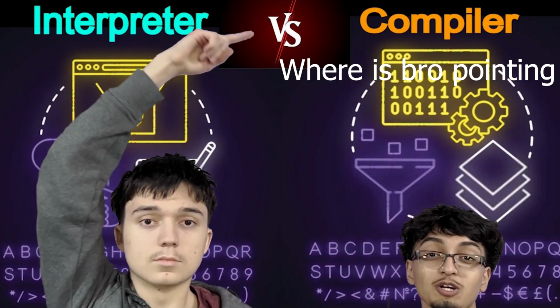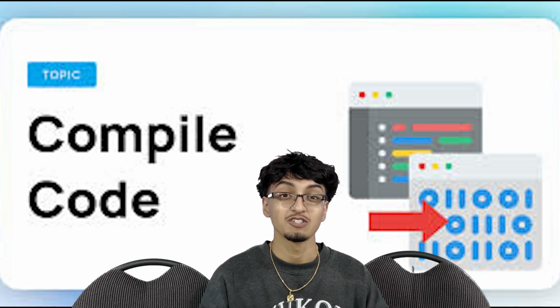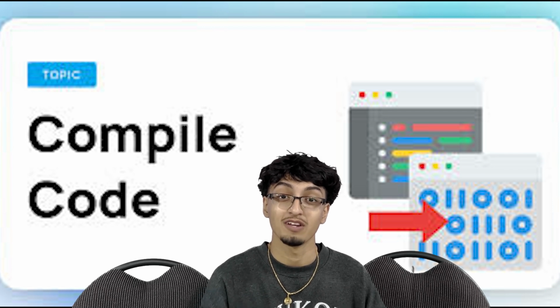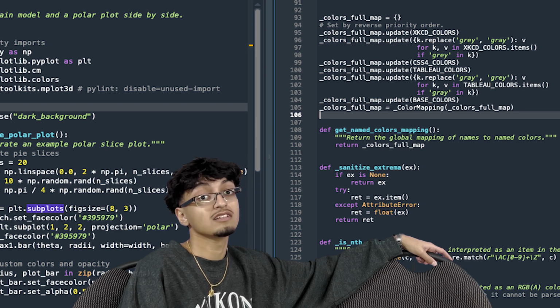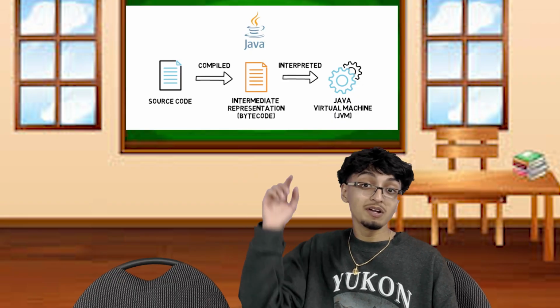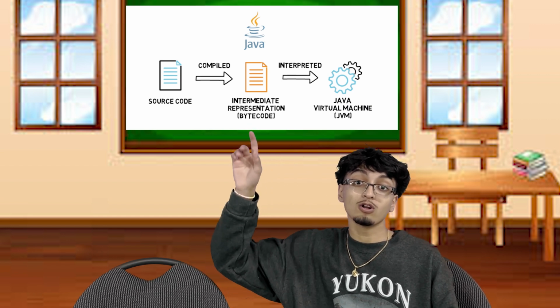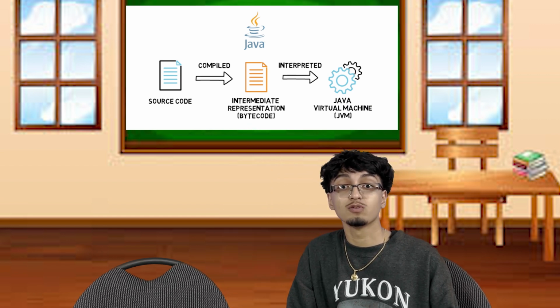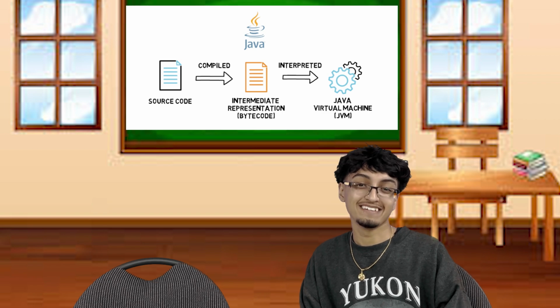Next, let's talk about the differences between compiling and interpreting code. Compiled languages like Java translate your entire code into machine code in one go. Interpreted languages like Python translate code line by line as the program runs. Java uses a hybrid approach when it comes to code. It compiles the code into bytecode, which is then interpreted by the Java virtual machine. This makes Java both fast and platform independent.